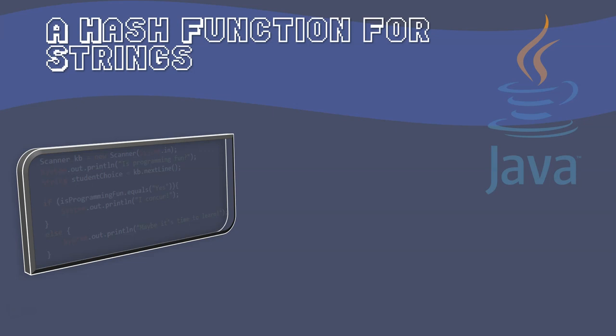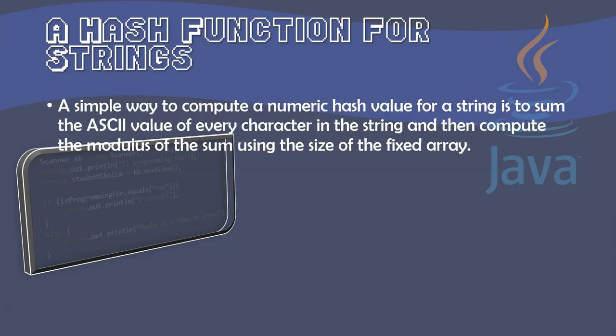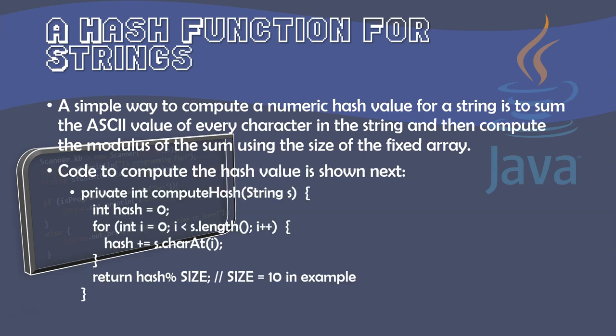So, in these examples, everything we've seen so far are strings. And so, obviously, we can have a function for this. A simple way to compute a numeric hash value for a string is to sum the ASCII value of every character in the string and then compute the modulus, or the remainder, of the sum using the size of the fixed array. So, if we want to look at some code to see how to compute that hash value, we can use this method right here, private int computeHash(String s).